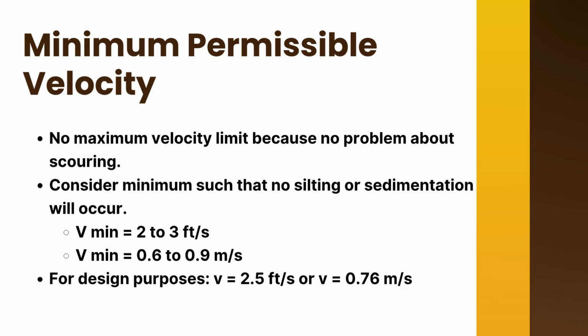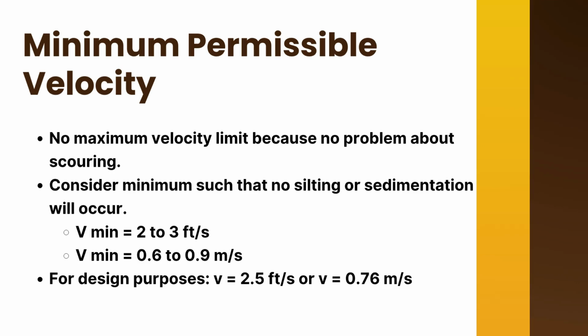Minimum permissible velocity. Because concrete is non-erodible, there's no maximum velocity limit. It can handle fast-moving water without getting damaged. However, we must still avoid silting, or the buildup of sediment, especially if water moves too slowly. That's why we follow these minimum velocity guidelines.